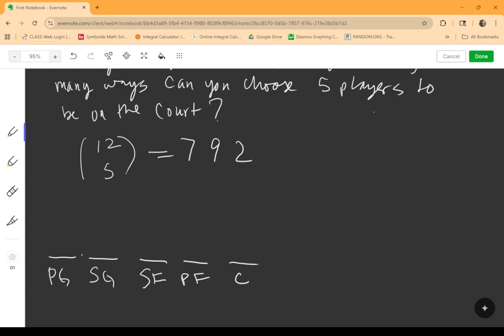So this would be done using the permutation number, where it would be 12 choices here, and again, I can choose from all 12 since all 12 can apparently play any of the 5 positions. Then 11, 10, 9, and 8, for a total of 95,040.